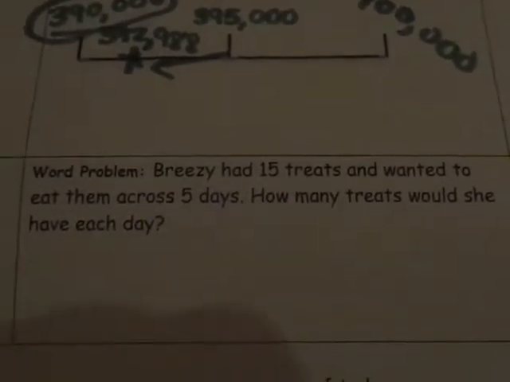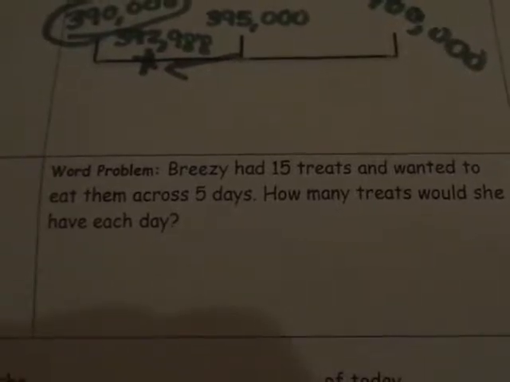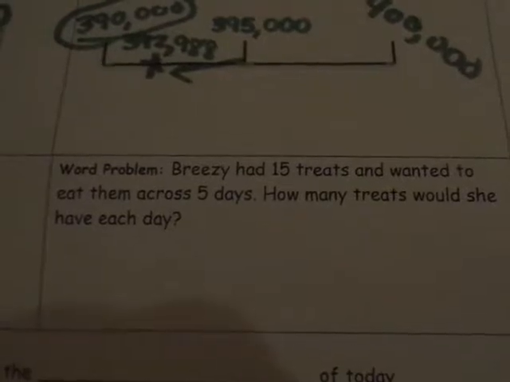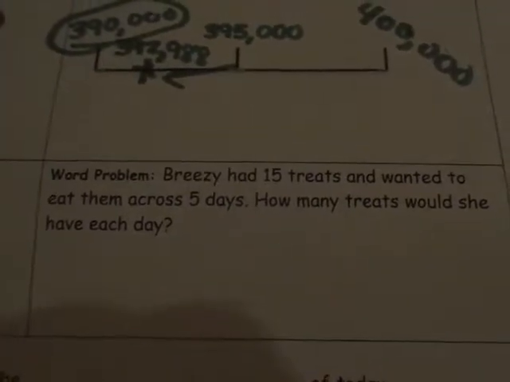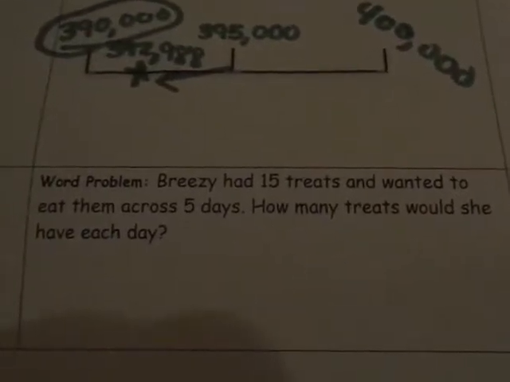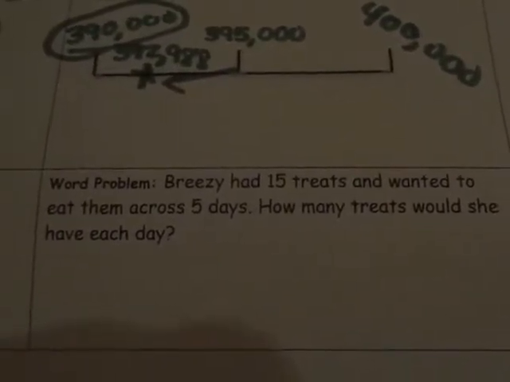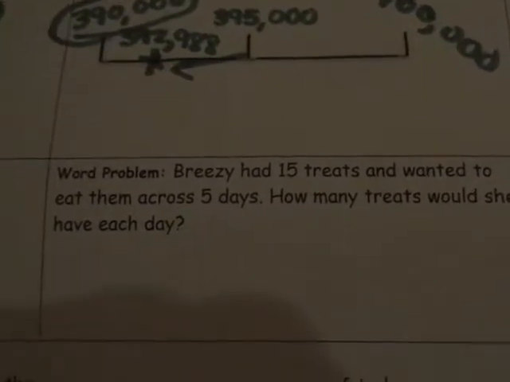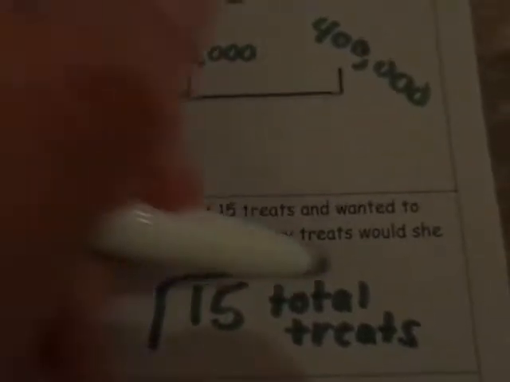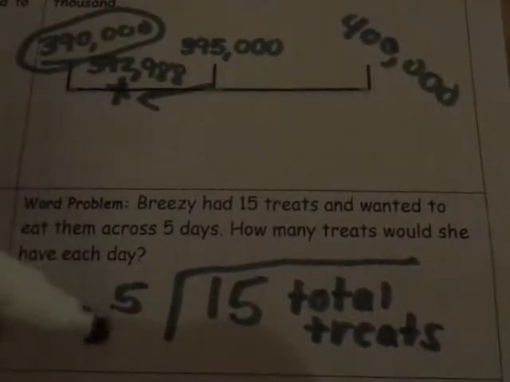Next question. Breezy had 15 treats and wanted to eat them across 5 days. How many treats would she have each day? So she's a very smart dog and she plans out how many treats she's going to eat a day. So this is taking a total number and dividing it into equal groups. So our computation for this is division. So we have 15 total treats. And our divisor is 5 days.